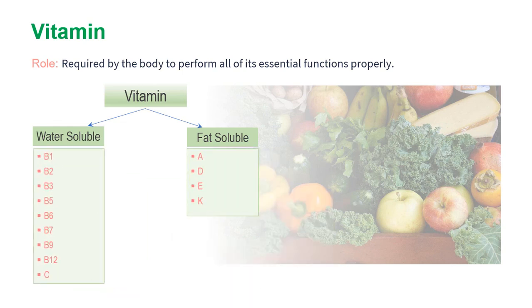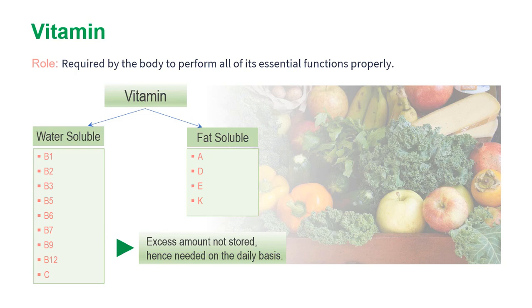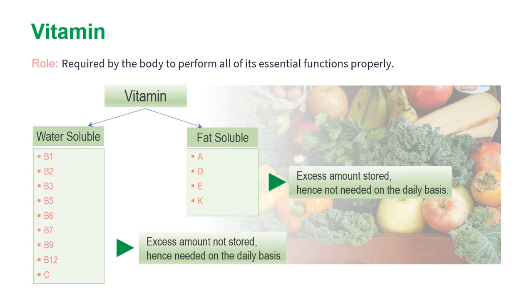As the name suggests, water-soluble vitamins dissolve easily in water. Any excess of these vitamins other than currently required by the body is not stored and is excreted. Hence you should take foods that contain these vitamins on a daily basis. On the other hand, for fat-soluble vitamins, any excess other than currently required by the body is stored. Hence your diet does not necessarily need to have food that contains these vitamins on a daily basis.